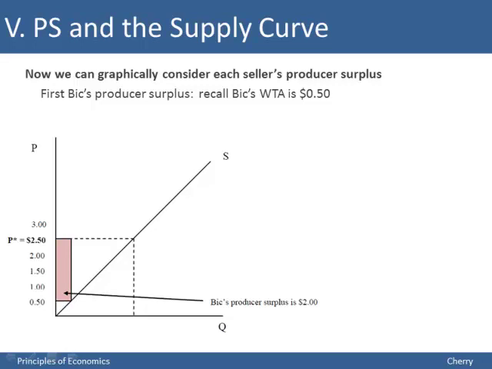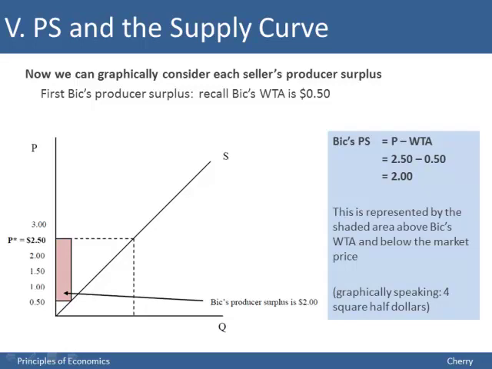Now let's look at first BIC's producer surplus. Remember, BIC's cost was 50 cents. The market price is $2.50, so that leaves BIC with a producer surplus of $2. Right? The profit or producer surplus for BIC is $2. And that's represented by this shaded area, the price minus willingness to accept.